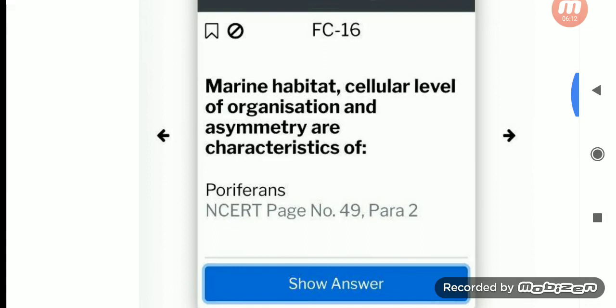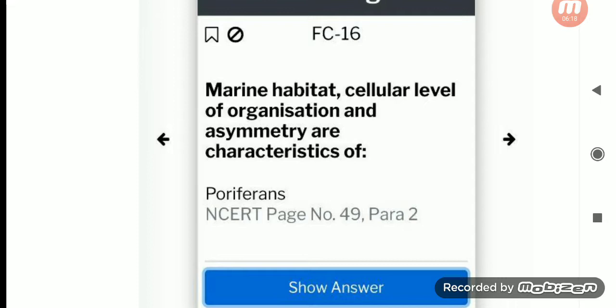Marine habitat, cellular level of organization, and asymmetry are characteristics of Porifera.